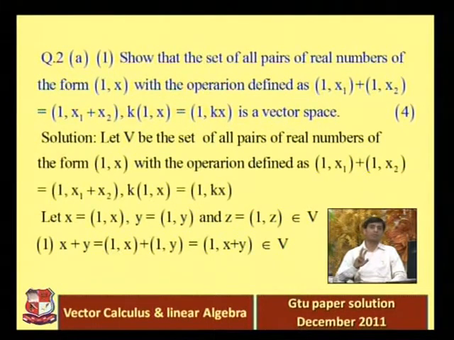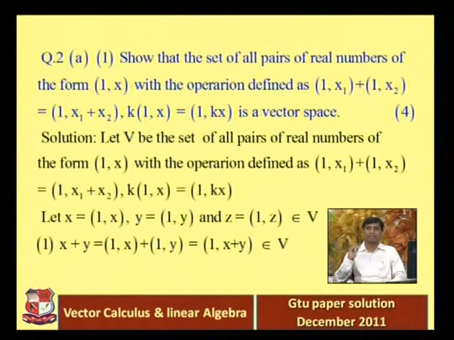1 is as it is. We have to just add the second coordinates, x1 plus x2. So this is not a standard operation defined in R2, right? We know the standard operation defined in R2 is (x1, y1) plus (x2, y2) equals (x1 plus x2, y1 plus y2), but that operation is not defined here. You have to use this addition, this operation, to prove whether the given set is a vector space or not.